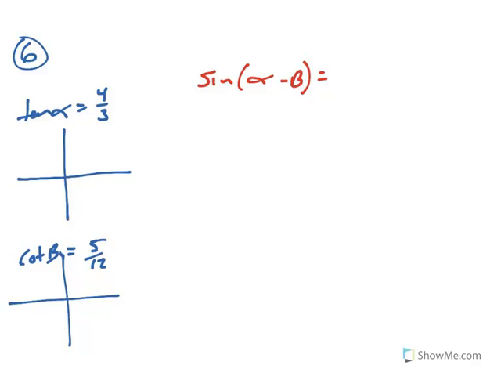Number 6, we're told that alpha and beta are angles in the first quadrant, and we're also told to find the exact value of the function. What you see here in red is the function. We're told that tangent of alpha is 4/3 and that cotangent of beta is 5/12. Well, sine of alpha minus beta is equal to sine of alpha times cosine of beta minus cosine of alpha times sine of beta.